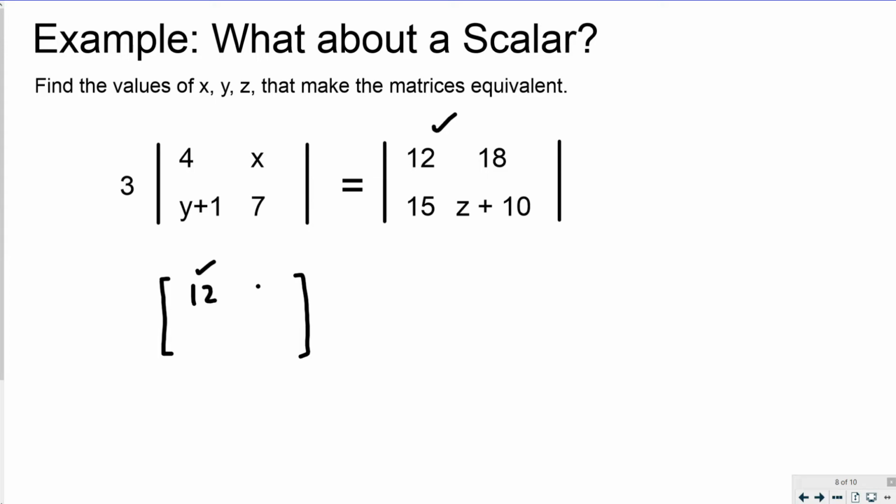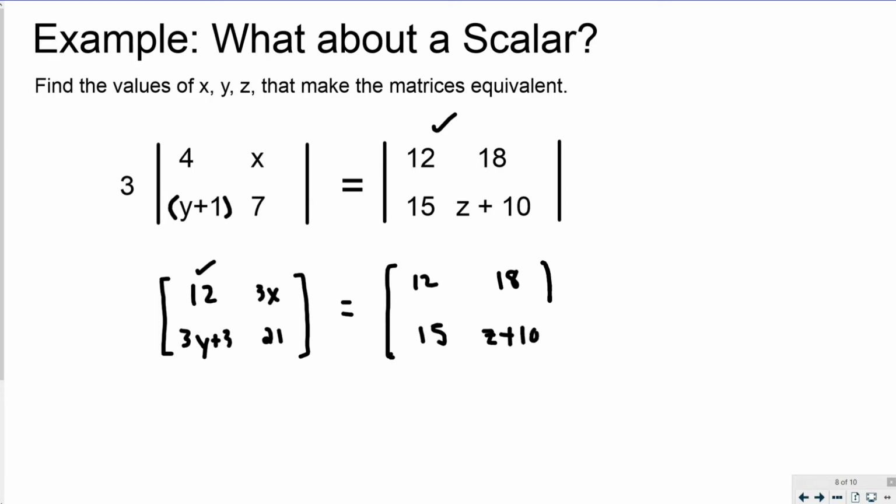I get 3x. I have to distribute to all of this. So I get 3y plus 3, and then I get 21. And that's going to be equal to the matrix over here of 12, 18, 15, and then z plus 10. And then 12 and 12 equal each other, so I can go ahead and start writing any of these equations.